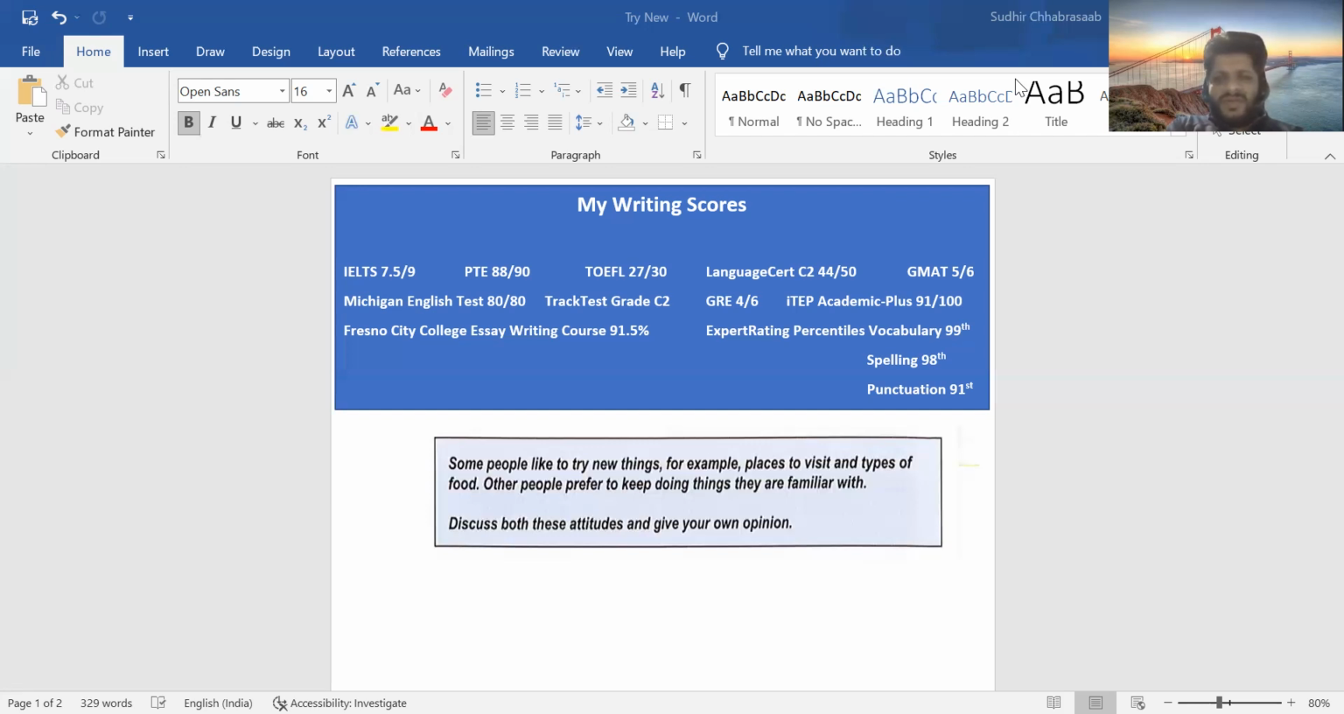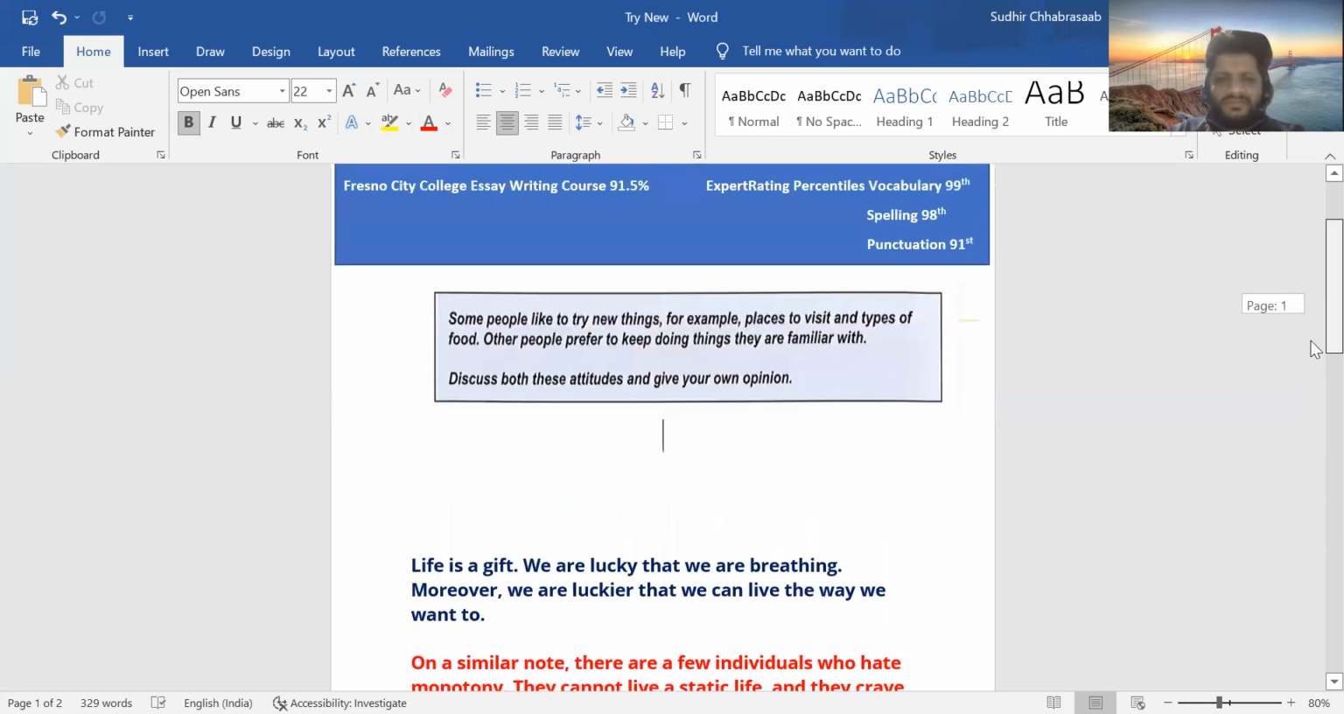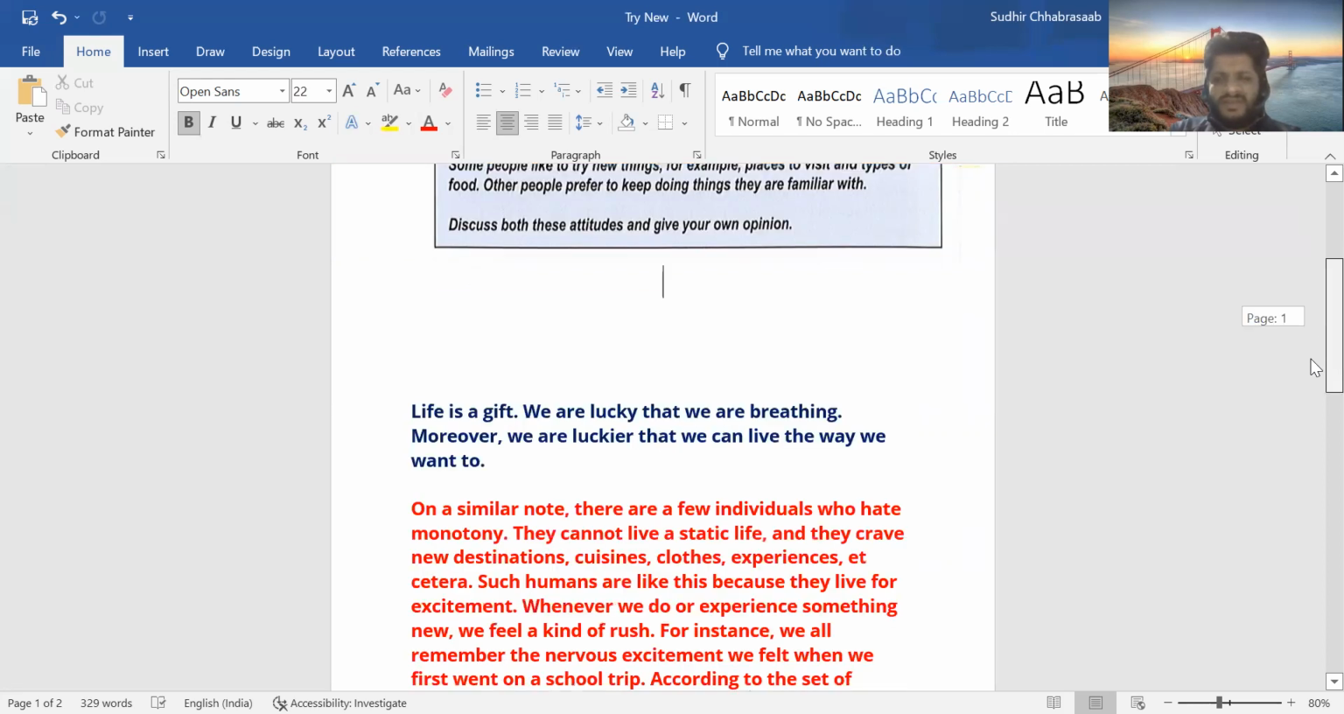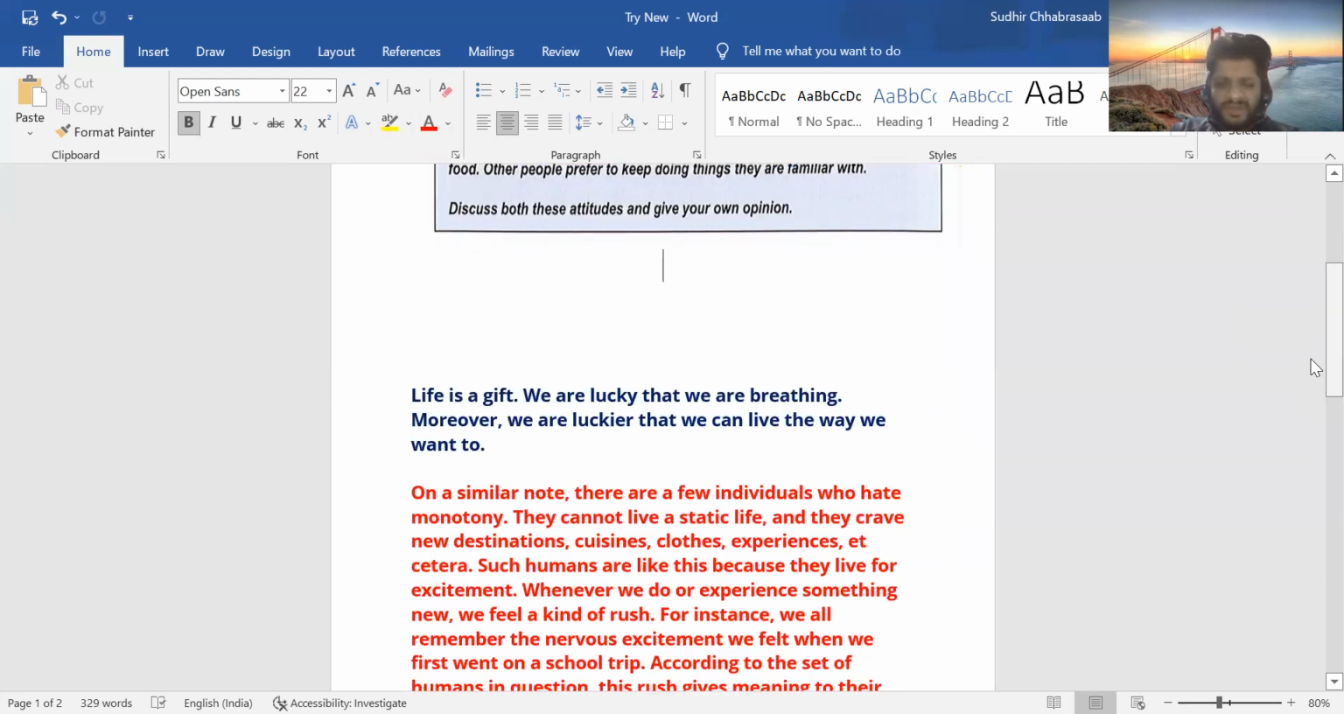Fine. So placing these views together, I've written this essay for you, and I'm going to discuss it paragraph by paragraph. So let's come to the introduction. Life is a gift. We are lucky that we are breathing. Moreover, we are luckier that we can live the way we want to. So this is a small introduction, because I had 3 body paragraphs to make, so I didn't want to waste much time on the introduction because it hardly has any value in the essay.